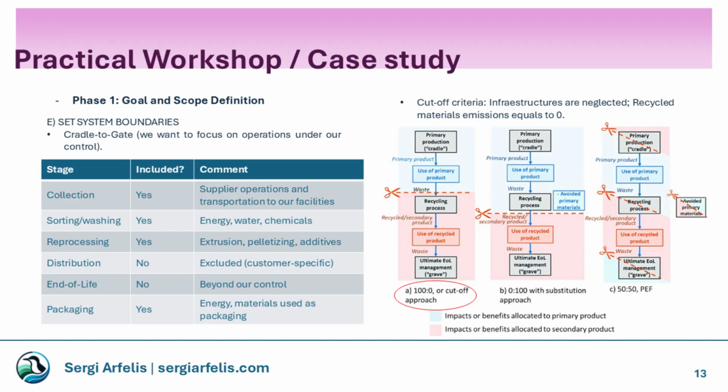The 50:50 approach, used in the product environmental footprint or PEF method, splits the environmental impacts equally between the first and the second life of the material. In this method, half of the impacts from producing the material are assigned to the original product, and the other half go to the product that uses the recycled material. The PEF method may also adjust for the quality of recycled materials and market demand, making it a compromise between the cutoff and substitution methods.